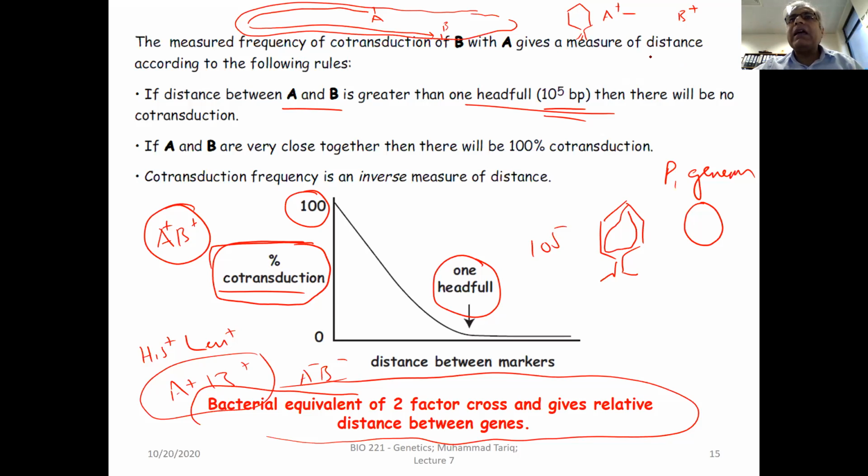If I draw the bacterial genome again, and A is here and B is here, do you think there is a possibility of one phage head full now? Yes sir, they have come close. Yeah. So in this case A and B will always, whenever this phage infects, the A minus B minus will have the phenotype A plus B plus. Clear?